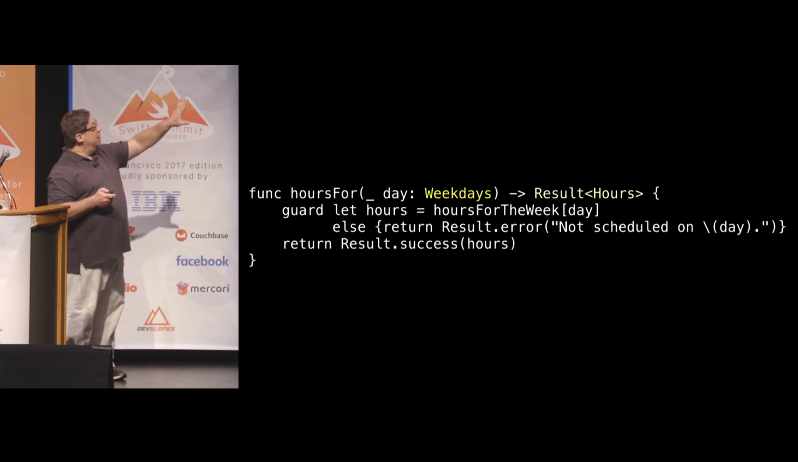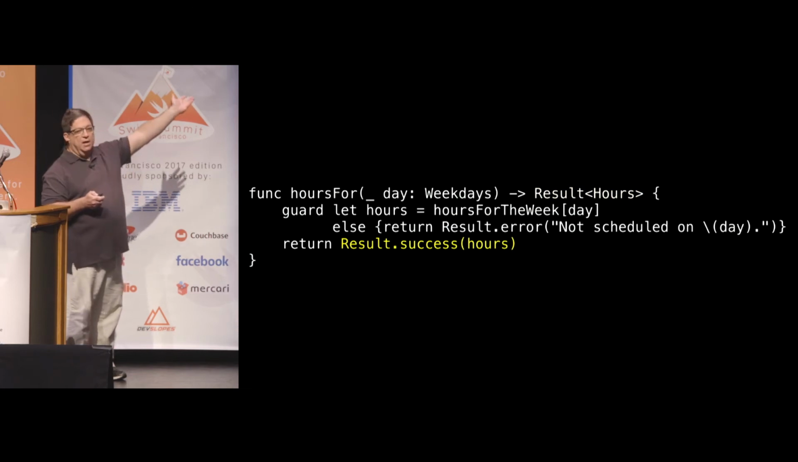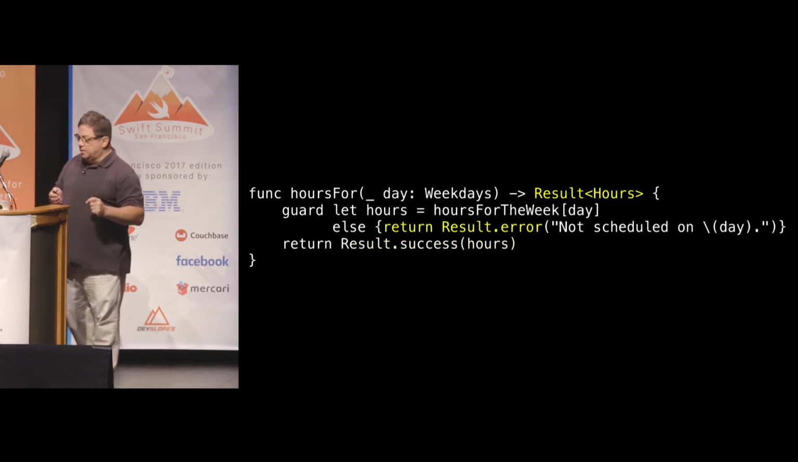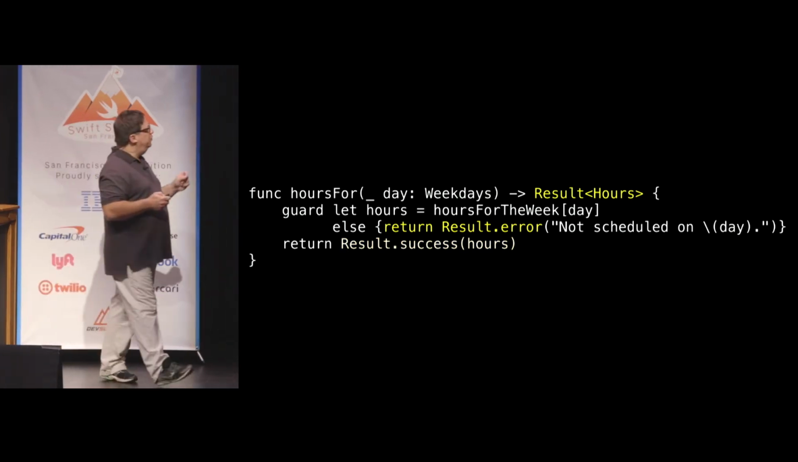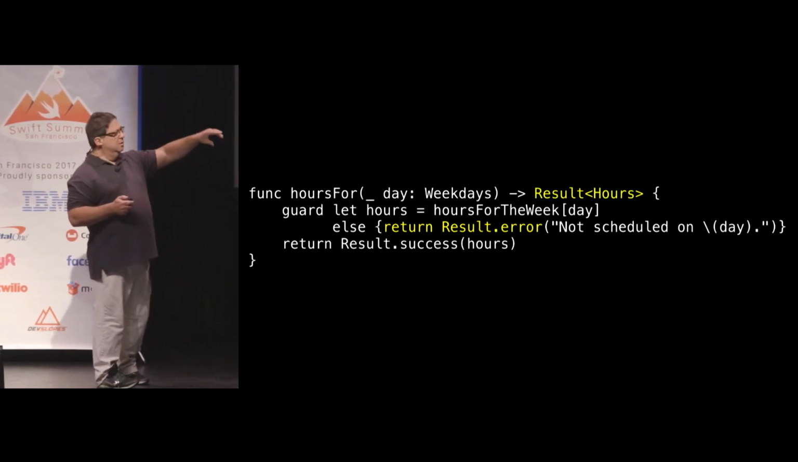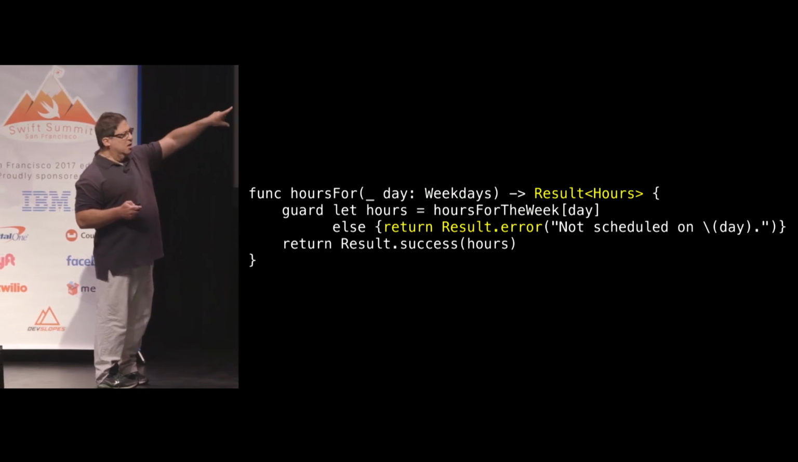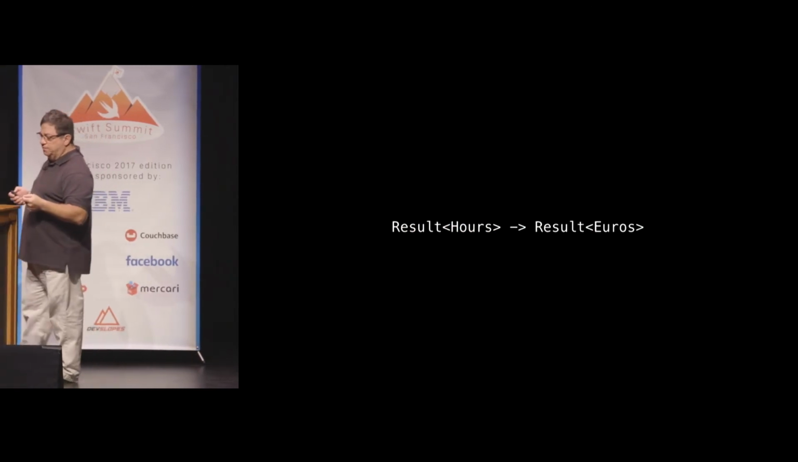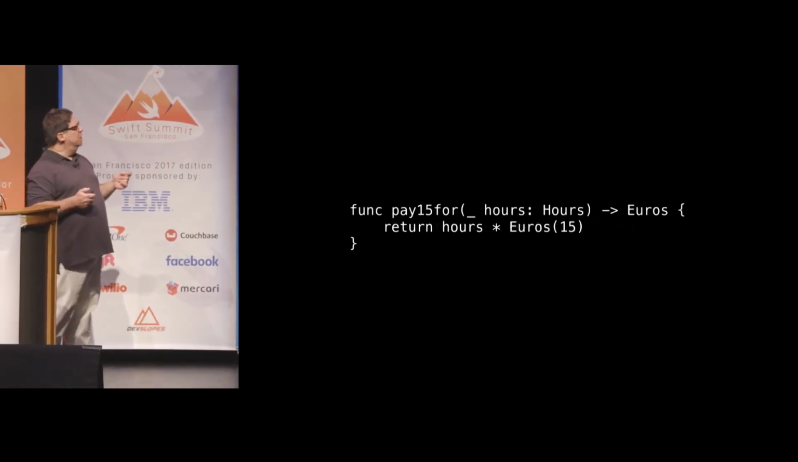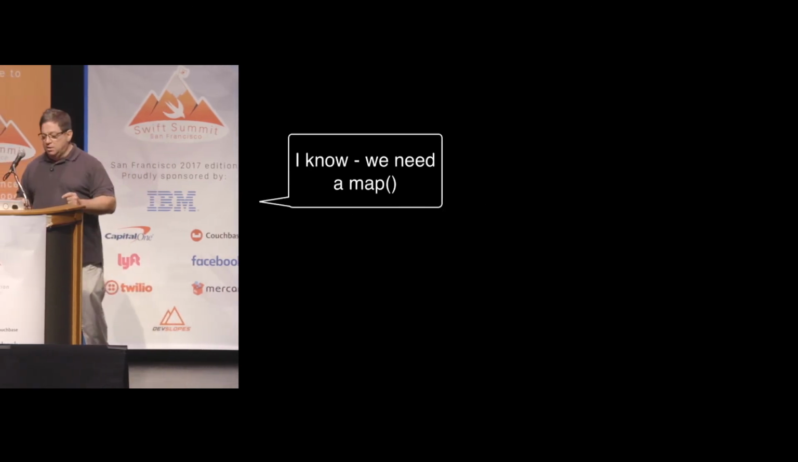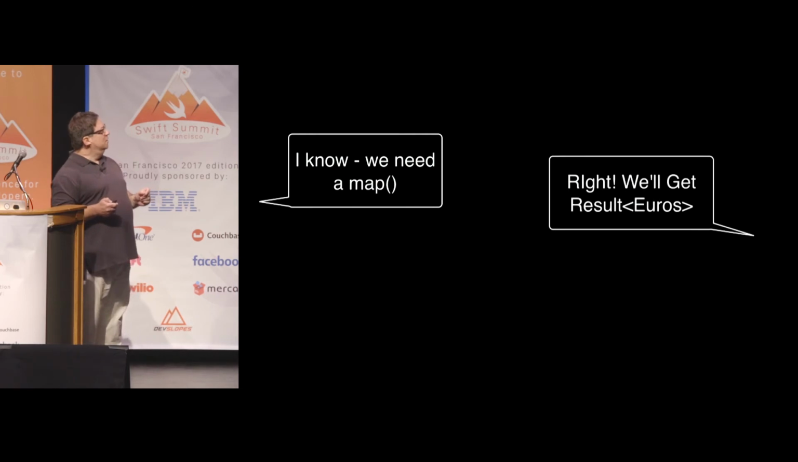And so I take weekdays and I return this result of hours. If it's successful, that's great. It's just the unwrapped value in the dictionary. And if it's not successful, I return an error. So what I want to do is take those hours I got back and tell you what the pay is. But it could have been a success or an error. So I'm kind of mapping from a result of hours to a result in euros. And all I have is this function that maps from hours to euros. And you say, I know what we need, right? We'll just use map.